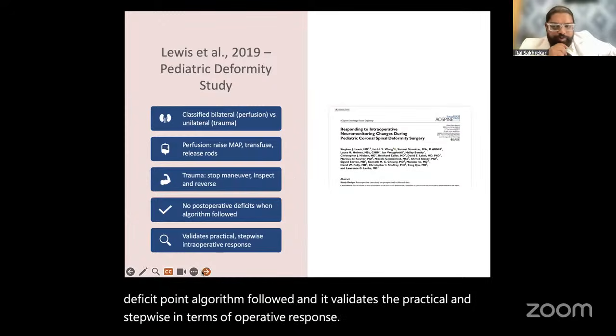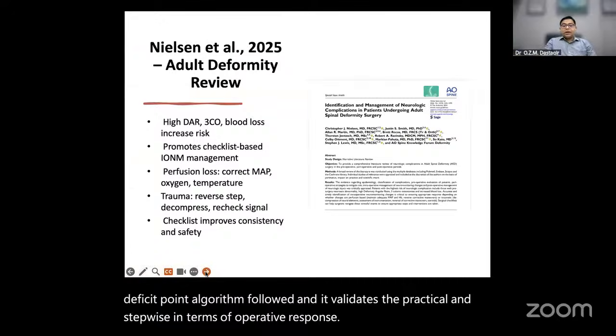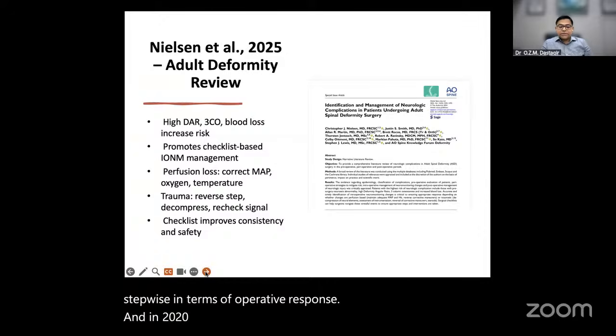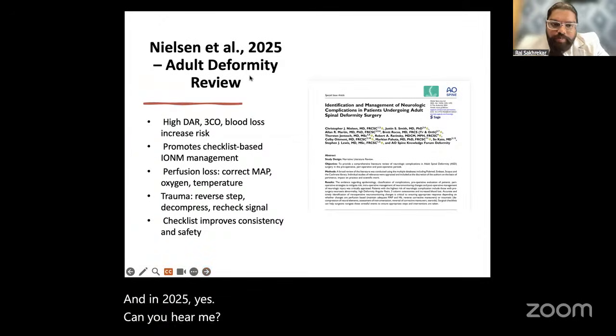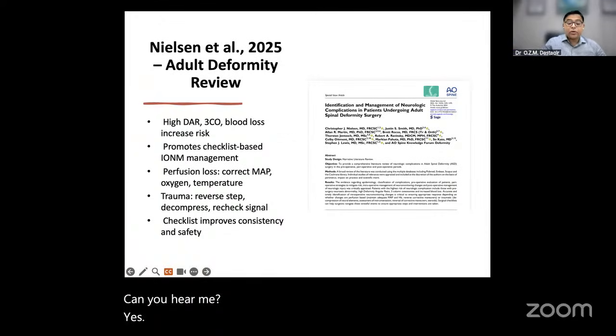I will just add a few quick points on this article. Dr. Dastagir, can you hear me? Yes. We'll add a few points on the Dr. Lewis paper. I've been fortunate to work with Dr. Lewis and with Dr. Nielsen. If you could go back to the previous slide. Okay.